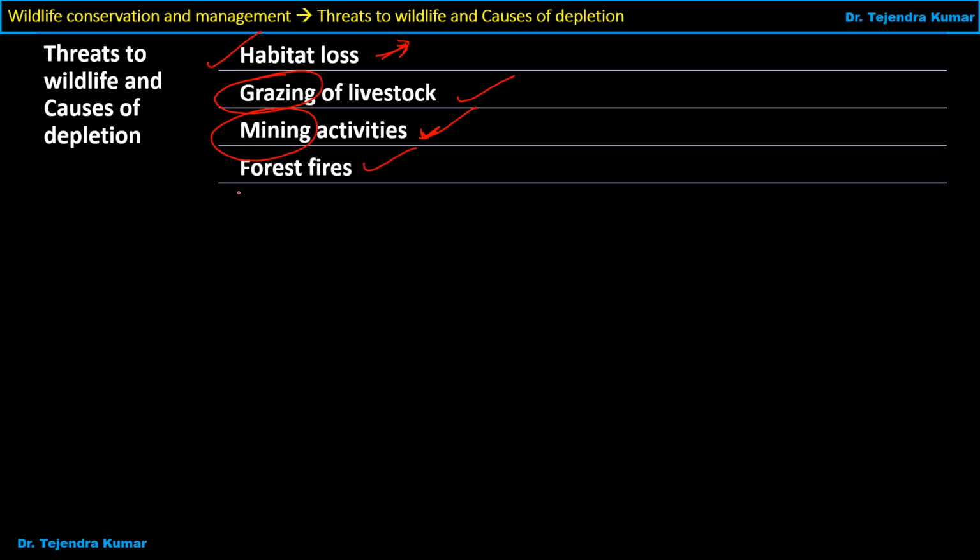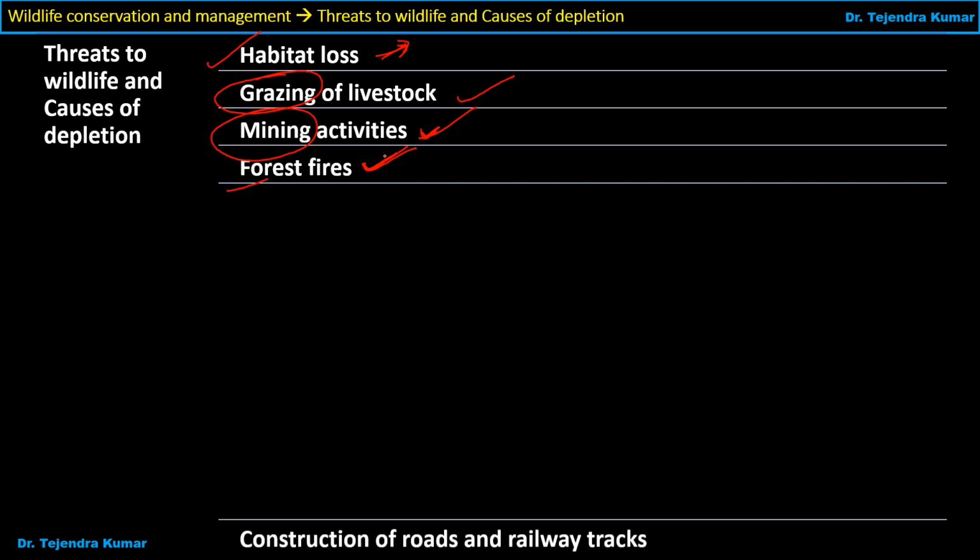Next is the forest fire, which is commonly seen many times. In the last years, we have seen lots of forest fires. So what happens? They deplete all the wildlife. And if you see large forests that have a fire attack, then large numbers of animals and plants are killed by these fires. Okay, and this is causing a big loss.